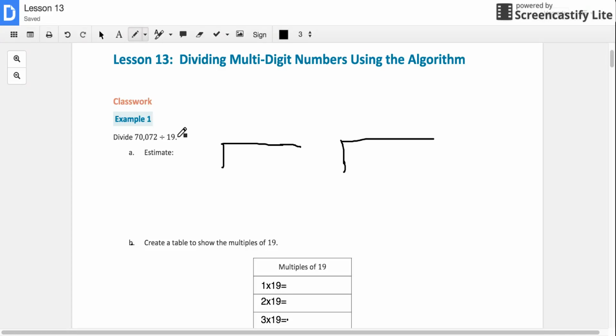Our divisor is 19 here, which rounds nicely to a multiple of 10. We learned in our last lesson that our estimates are a little more accurate when we round them to multiples of 10. And this is 70,000, which already is a multiple of 10 at the beginning, so we're going to keep it as 70,000. Let's divide everything by 10 for efficiency, which means we're going to cross off a 0 on either side.